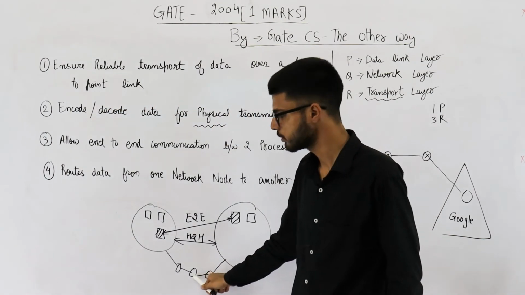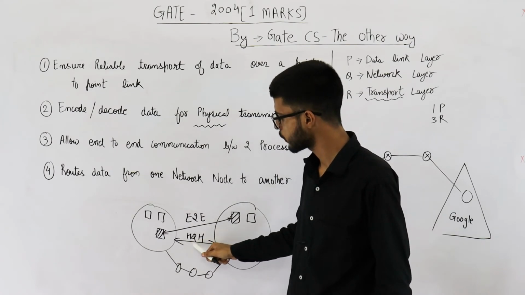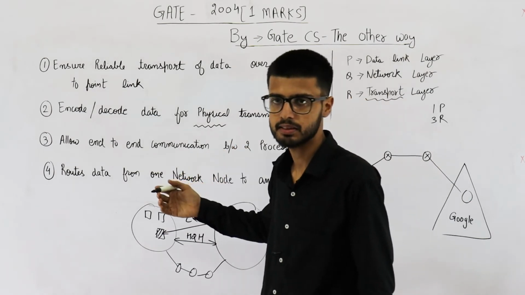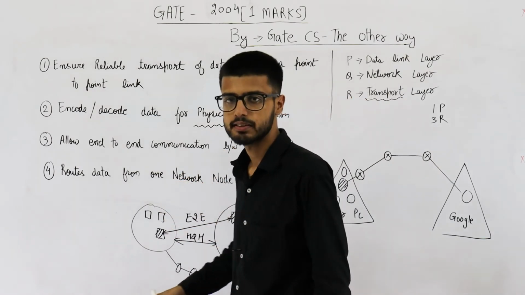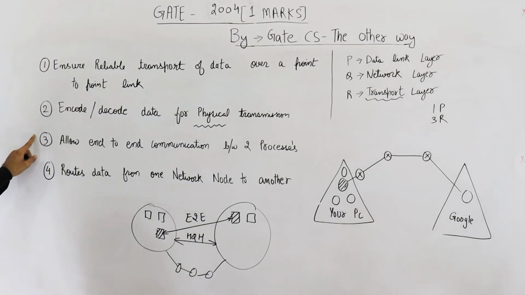Hop to hop is done by the data link layer. Host to host is done by the network layer. End to end is done by the transport layer. Okay, we have various addresses at all of these levels. We were discussing point number 3. This is done. Now we have point number 4.